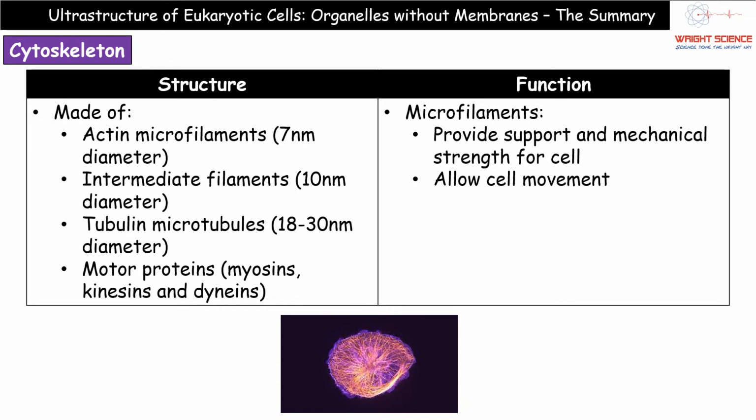If we think of the microfilaments first of all, so the actin microfilaments here, 7 nanometers in diameter, these are the ones that are going to provide support and mechanical strength for the cell. Can we please get into the habit of using this phrase mechanical strength rather than just strength? It's one of those examples where we're going to upgrade the language that we're using at A level to ensure that we're explaining things properly and not doing this half-hearted attempt at biology. So provide support and mechanical strength for the cell, and they allow for cell movement.